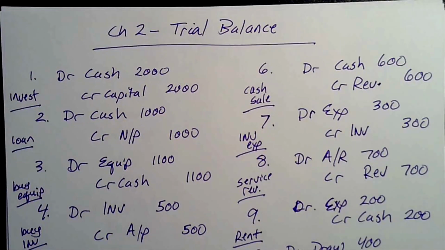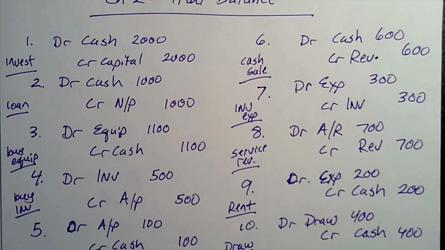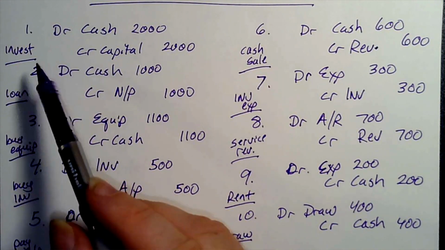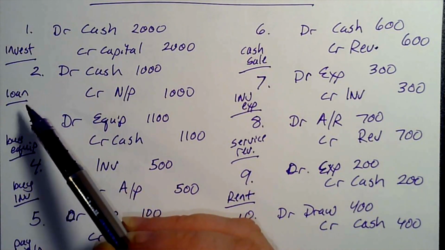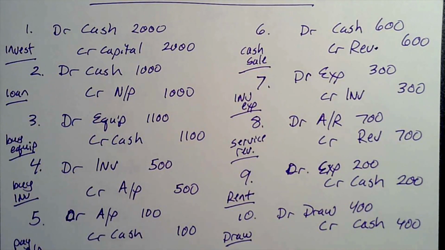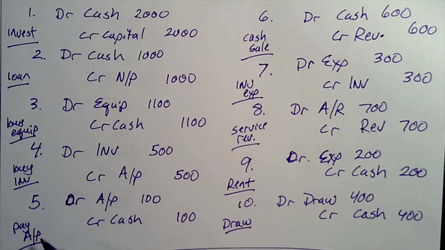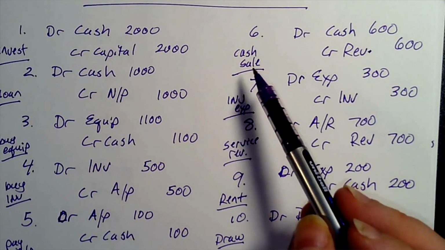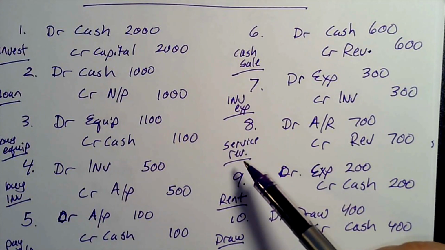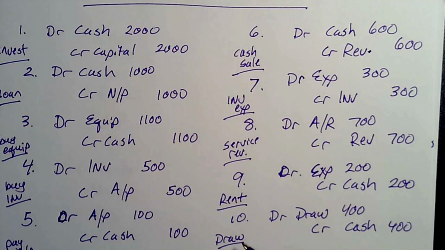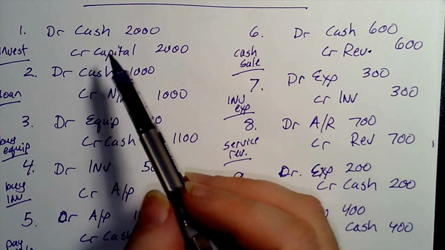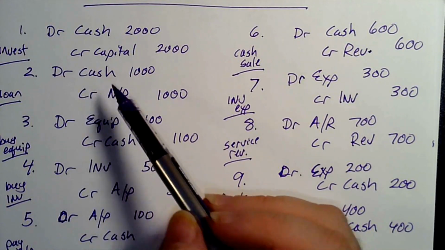So what I've done here is reproduce all 10 transactions that we looked at in the previous 2. If you remember, the first 5 were the investment by the owner, a loan, we bought equipment with cash, we bought inventory on account. At the end of the month, we paid down some of that account. Here's a cash sale. Here's the inventory we used for the cash sale. Here's service revenue, meaning no cash. We paid rent and we took a drawing. And if you go back and listen to the explanation of them, or you can see here, I've written down the debits and the credits for each of these.